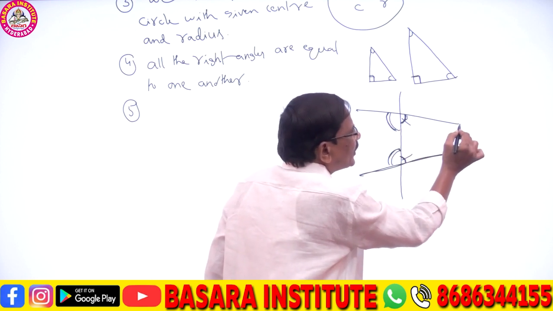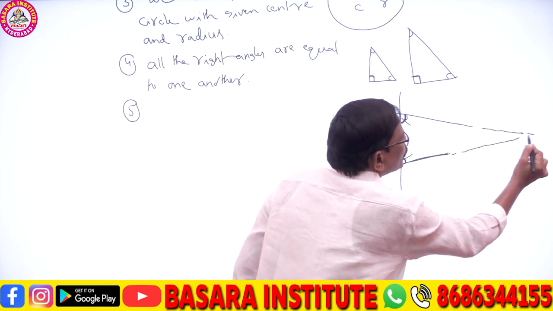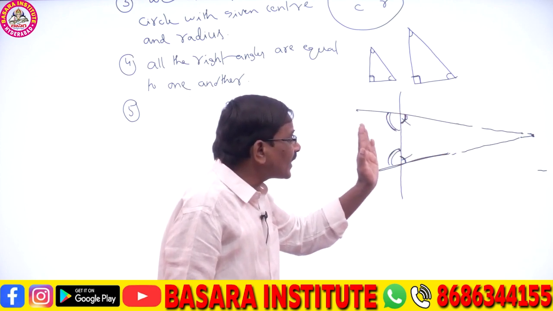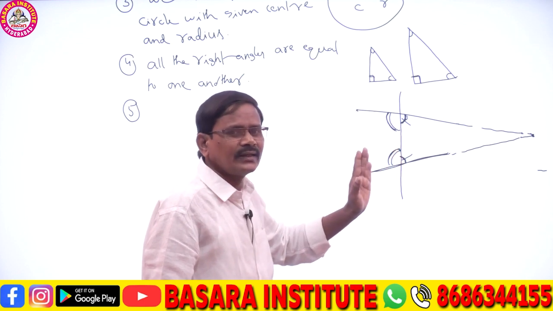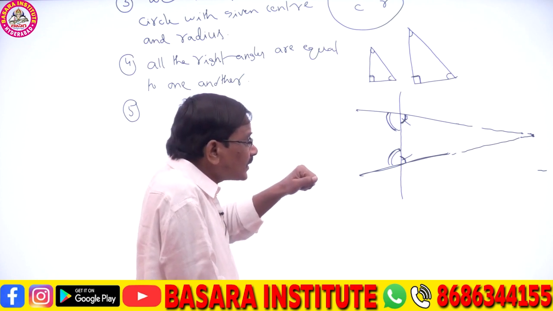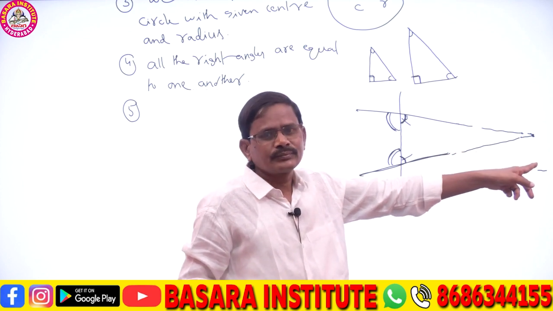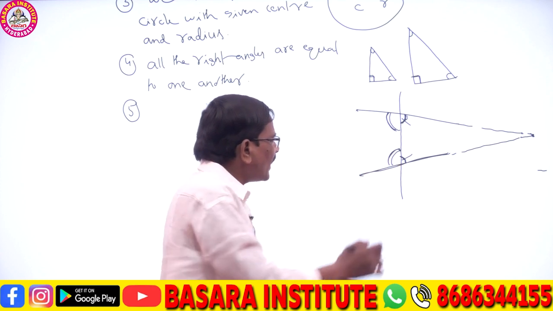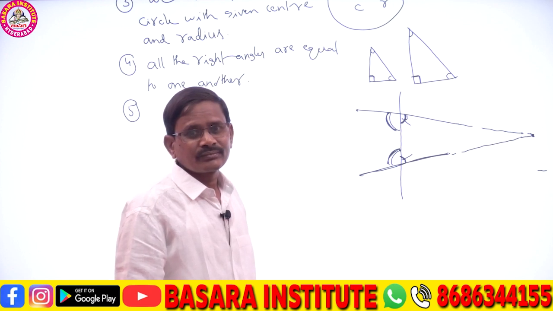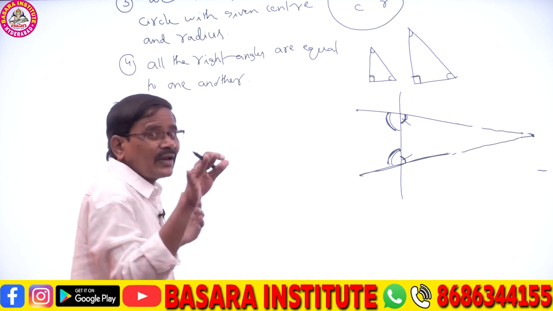So on that side, if we produce the lines infinitely, surely they meet at a point. When the sum of interior angles which are on the same side of the line is less than 180 degrees, in such a case, on that side, if we produce infinitely, surely they meet at a point. Here the sum of these two angles is not less than two right angles, it is greater than two right angles. On that side, if we produce infinitely, they cannot meet.